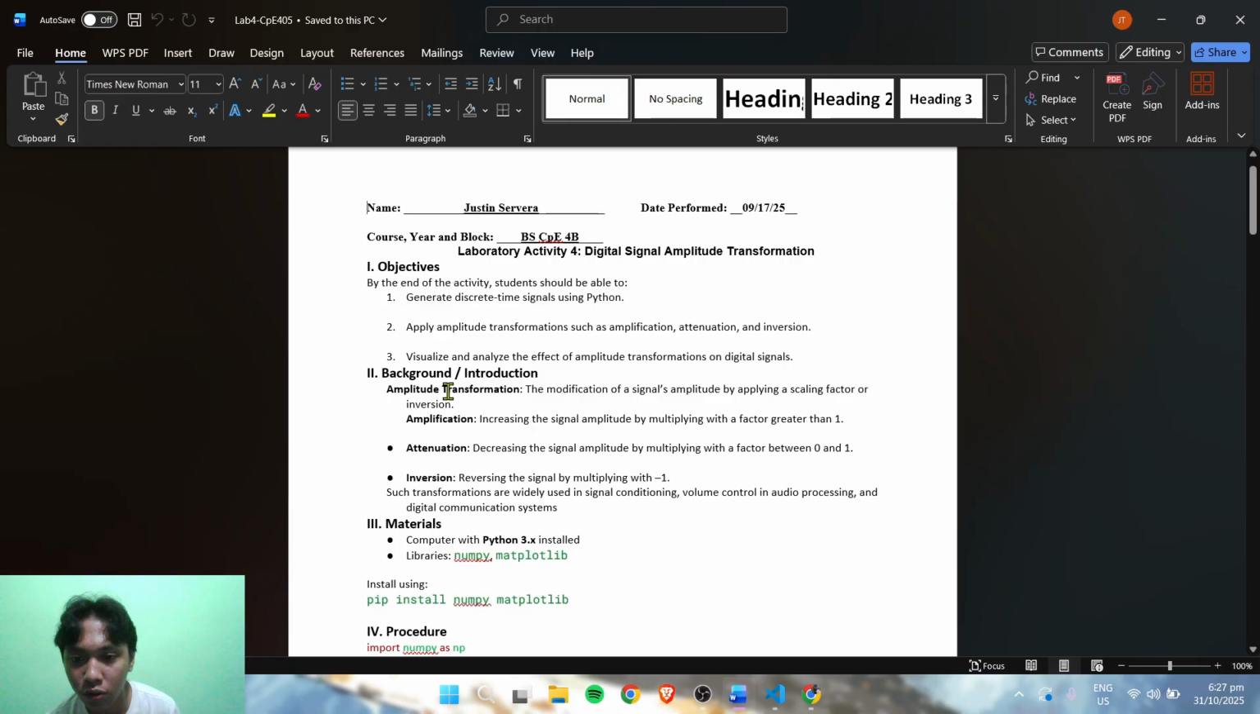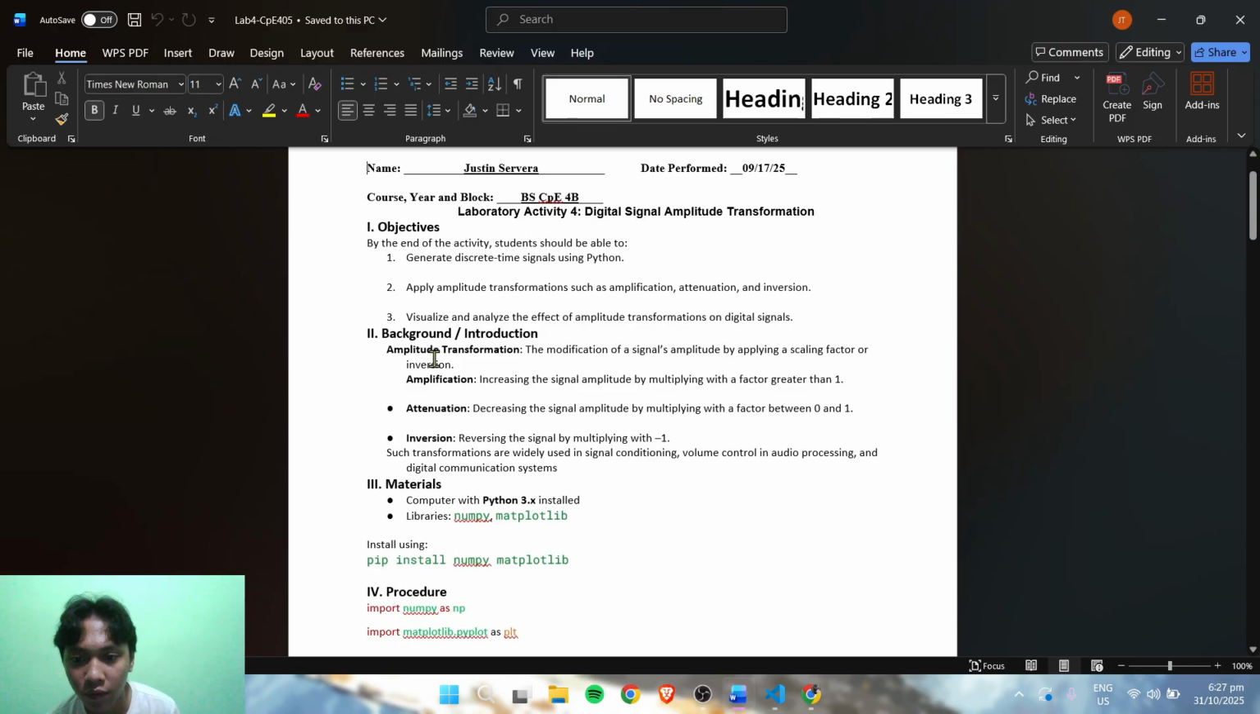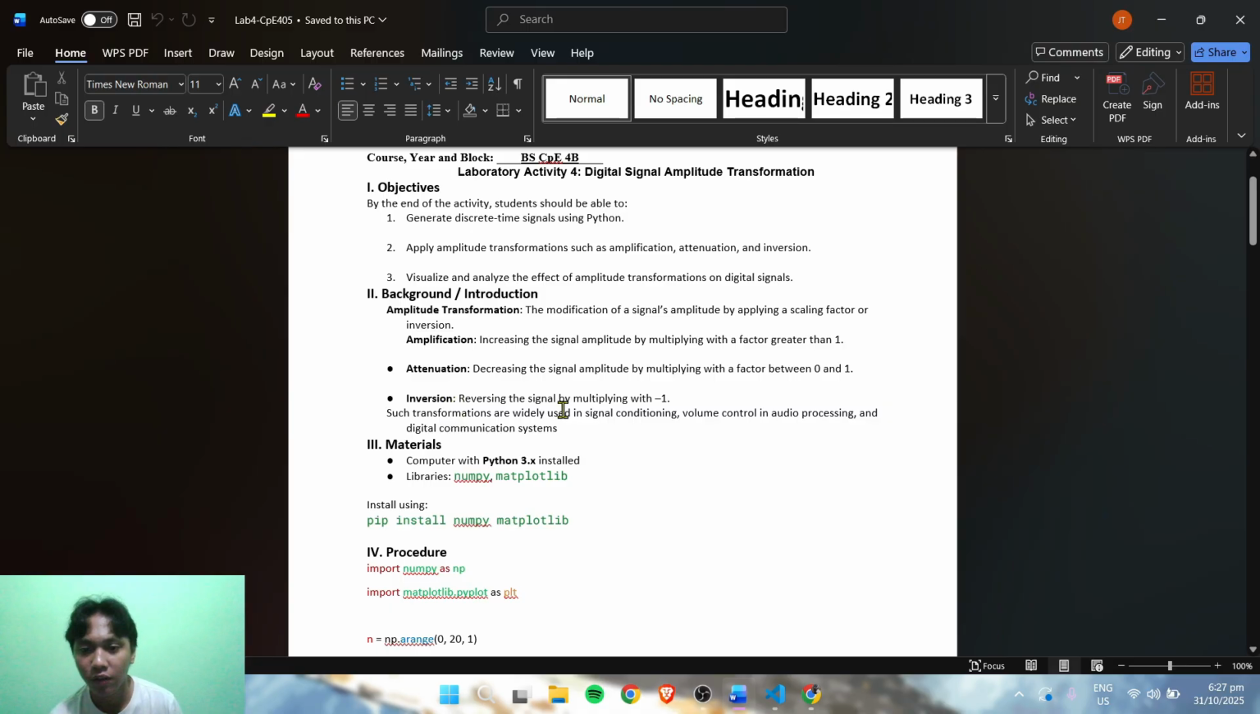The amplitude transformation is the modification of a signal's amplitude by applying a scaling factor or inversion. For the amplification, increasing the signal amplitude by multiplying with a factor greater than 1. For the attenuation, decreasing the signal amplitude by multiplying with a factor between 0 and 1. And for the inversion, reversing the signal by multiplying with -1.